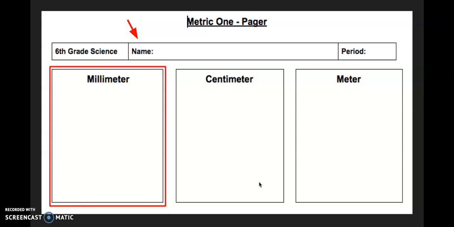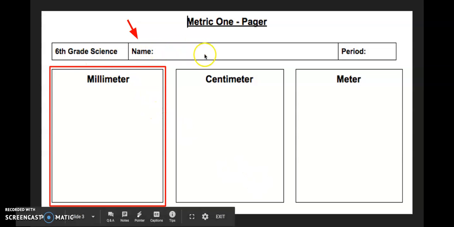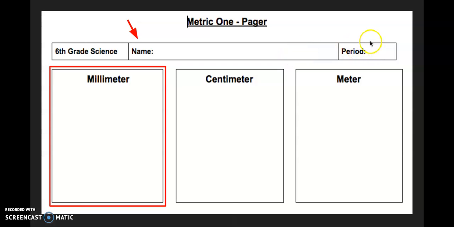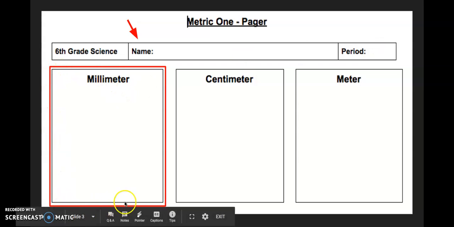Now first, when you have your paper, make sure your first name and your last name is at the top and the hour you have science. So make sure that that is entered. Then let's take a look at the first box here.